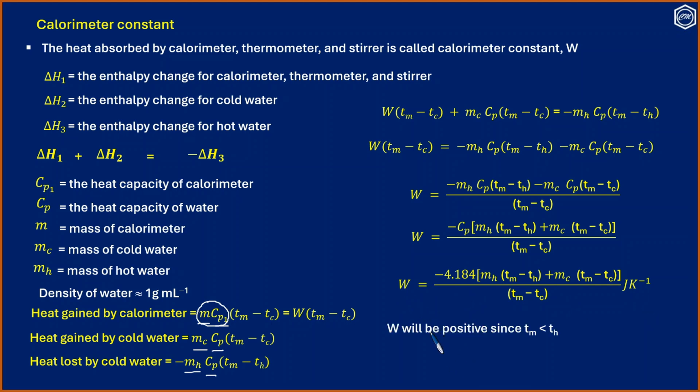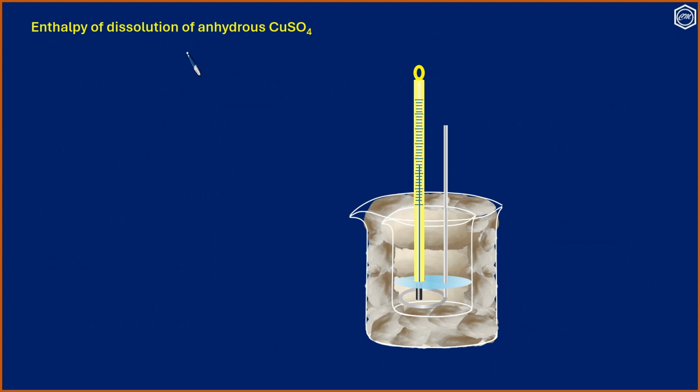And this quantity will be positive because Tm minus Th is negative, because the maximum temperature attained is less than the temperature of hot water. Now let us determine the enthalpy of dissolution of anhydrous copper sulphate.